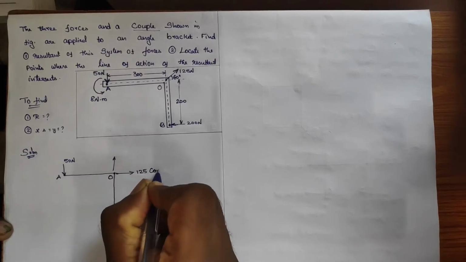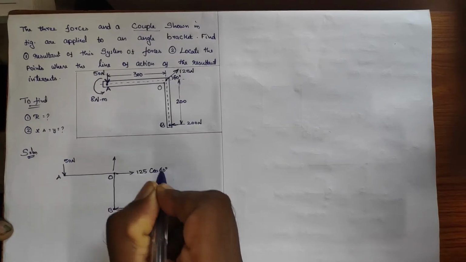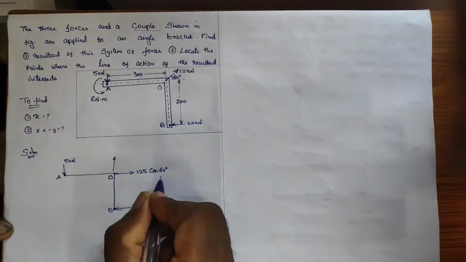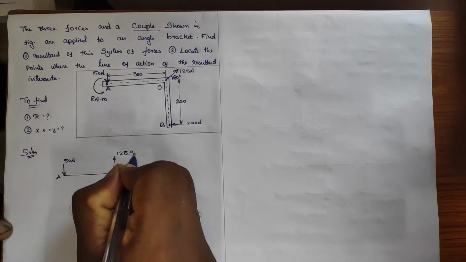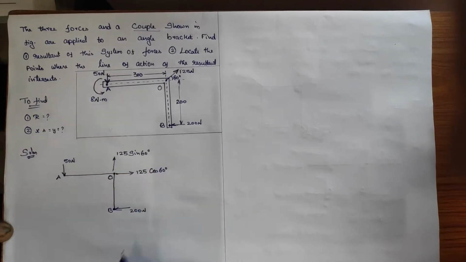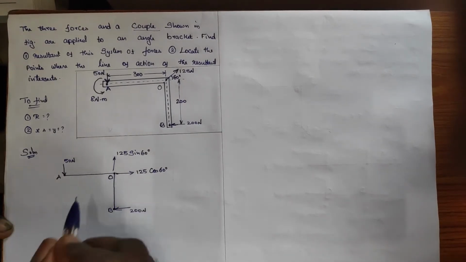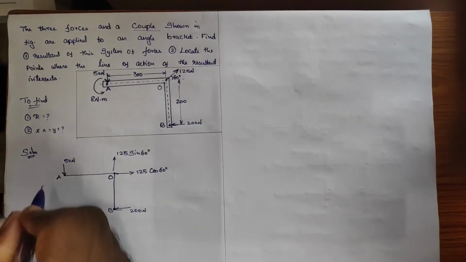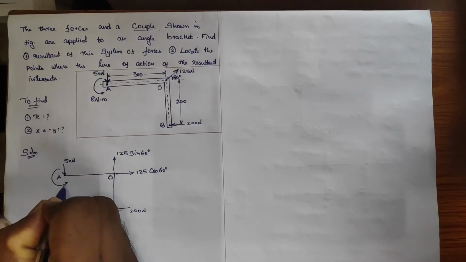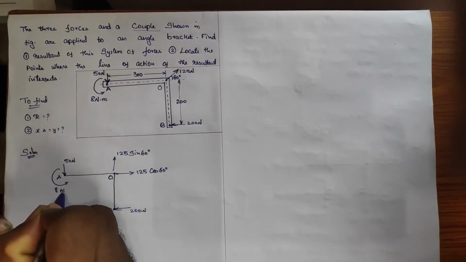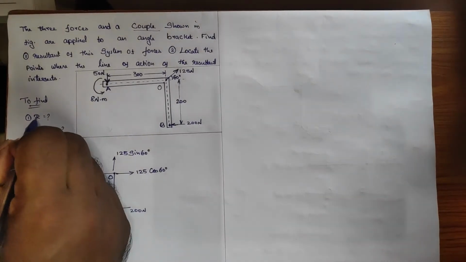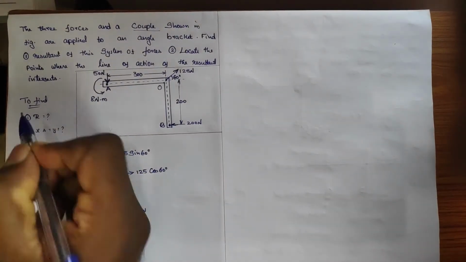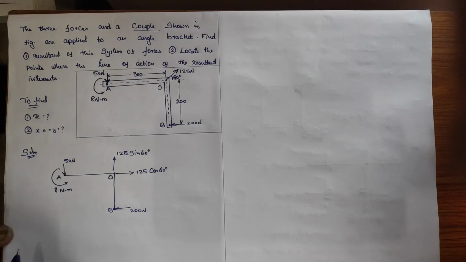The horizontal component is cos 60 degree, since this inclination is given with the horizontal, so directly we can take it. So here 125, its vertical component is sine 60 degree. That's all. Okay, so this is how the arrangement is. And here the moment, don't miss it, which is 8 Newton meter. Okay, so first let me start to identify the magnitude of our resultant.